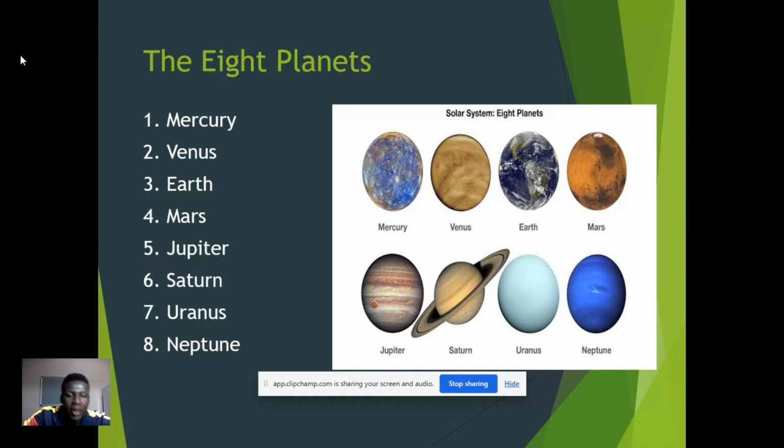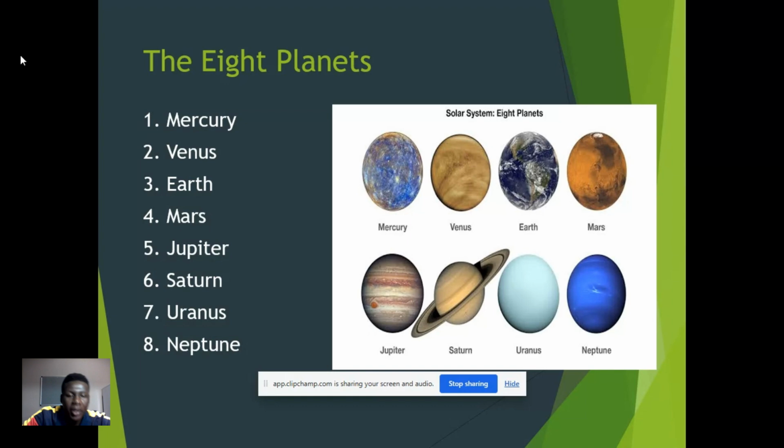Neptune. Neptune is a dark, cold, and windy ice giant planet, and is the final planet in our solar system.